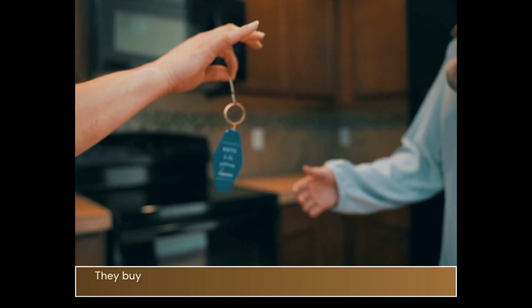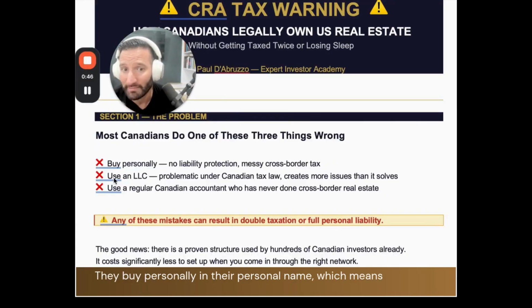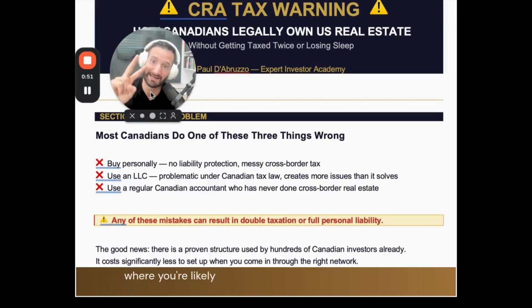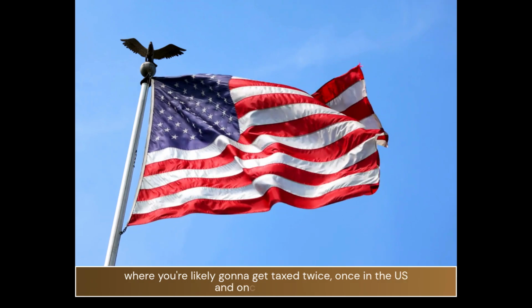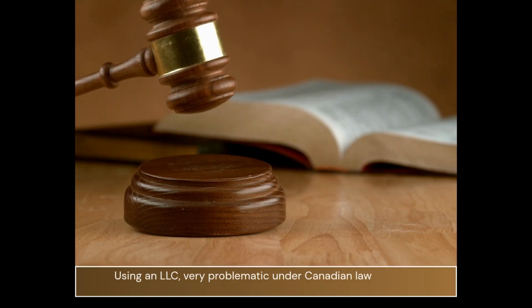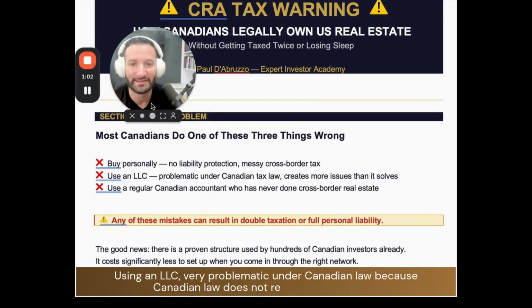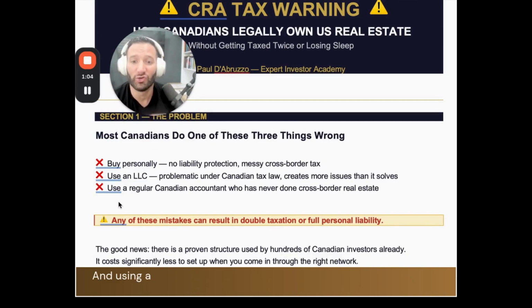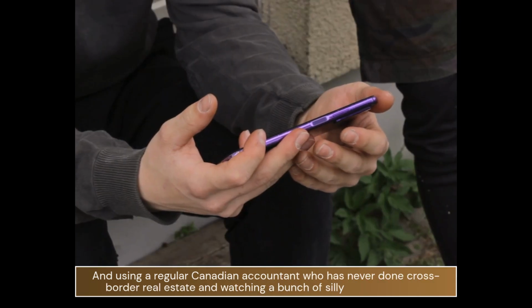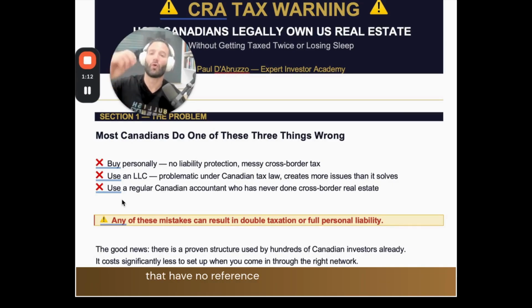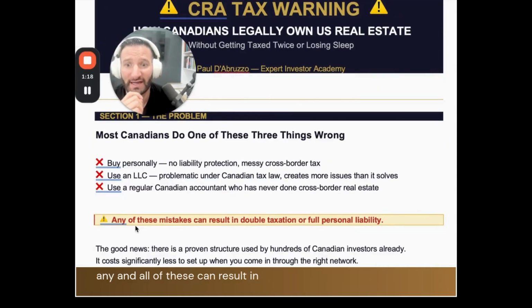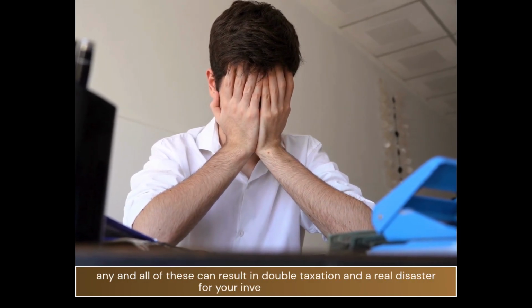Check it out. They buy personally in their personal name, which means no liability protection and very messy cross-border tax situations where you're likely going to get taxed twice, once in the US and once in Canada. Using an LLC is very problematic under Canadian law because Canadian law does not recognize the US LLC. And using a regular Canadian accountant who has never done cross-border real estate, and watching a bunch of silly YouTube videos that have no reference to successful investors who've done it before. Any and all of these can result in double taxation and a real disaster for your investment, okay?